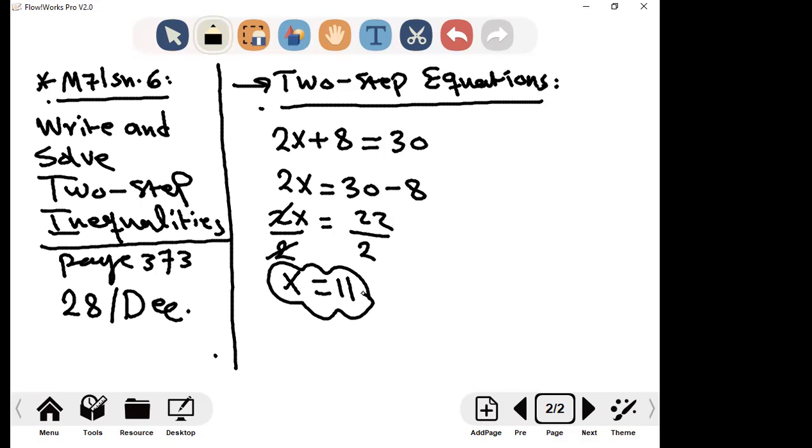How many solutions here? One solution, which is 11 only, not like the inequalities. In the inequalities, when I say x more than 4, how many solutions do we have? Infinitely many, from 4 to infinity, right? But here, x equal 11, we have only one solution. So this is how we do two-step equations. We did that before. Now we will do two-step inequalities. But be careful if you have a negative coefficient. Let's take an example about two-step inequalities.